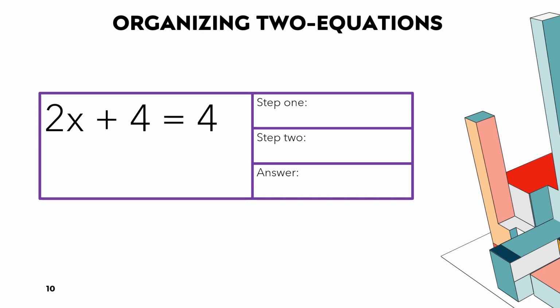In step 2, you will divide both sides of the equation by the coefficient, the number in front of the variable. In this case, 2. In the answer box, you write your answer. This will be demonstrated on the next slide.